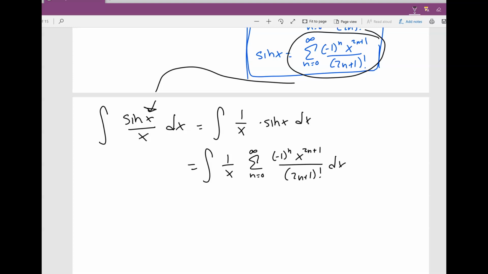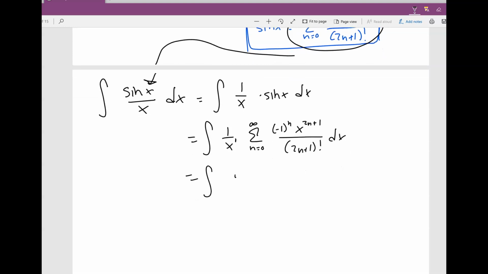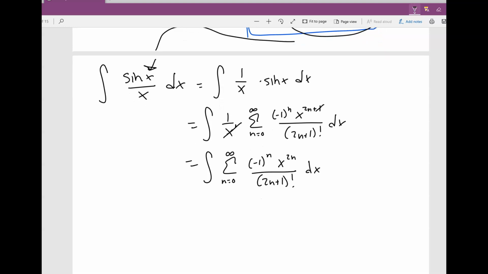Okay? And now notice here, you have an x to the first power over here. That's going to get rid of one of those. So you're going to have the integral of the sum from n goes from 0 to infinity, negative 1 to the n, x to the 2n divided by 2n plus 1 factorial. That's just basically crossing out this x and crossing out the 1. Okay, now notice that because I changed it to a series, this is easier to integrate. This was hard to integrate.